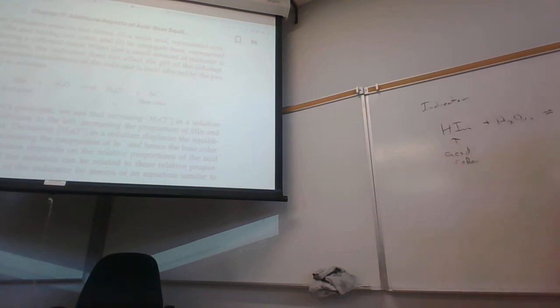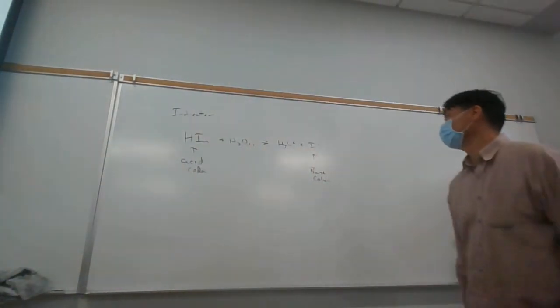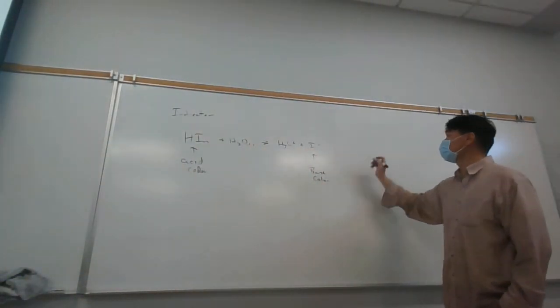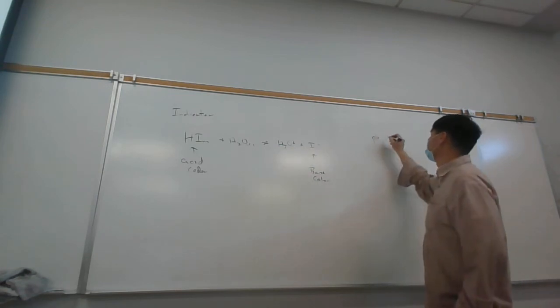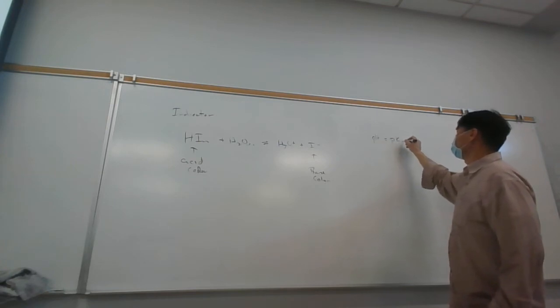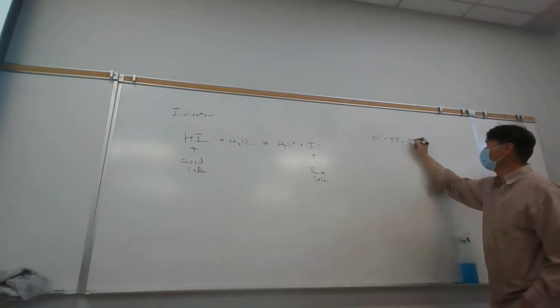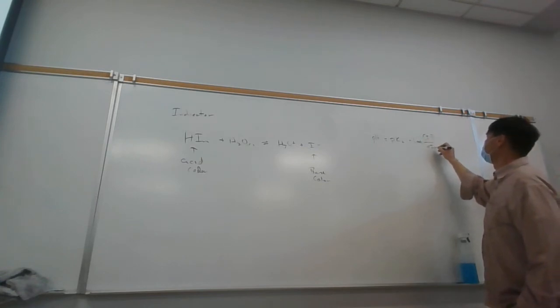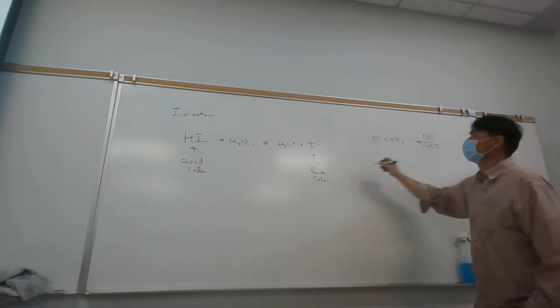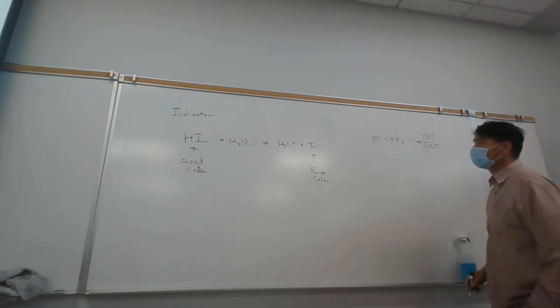And so all indicators are going to have a different color. And this color is going to depend on the pH, because this is like a buffer system in a lot of ways. This is a weak acid and its conjugate base. As long as we have both present, the pH is going to depend on the pKa plus the log of the ratio of the base, In minus, to the acid, HIn. In is for indicator, not iodide.